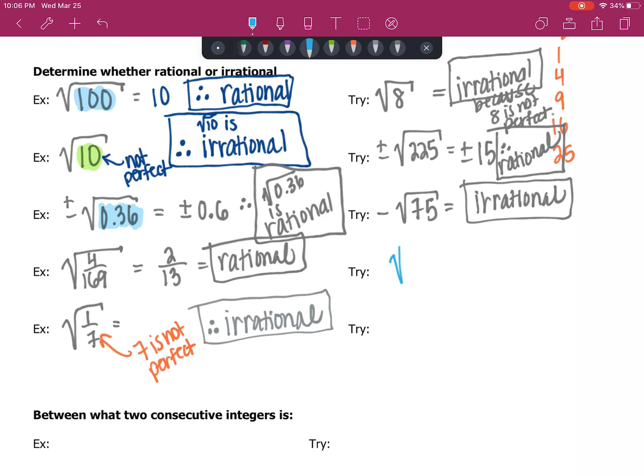Now I know it says 2 tries, but we really only have one. The square root of 1 over 20. Is that rational or irrational? If you said irrational, you would be correct.